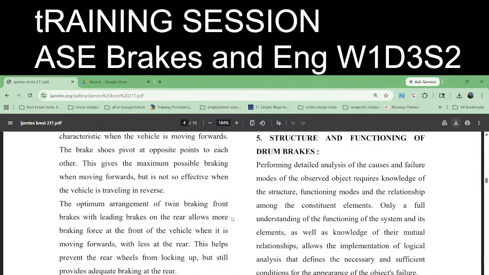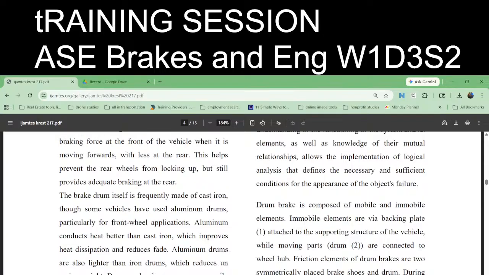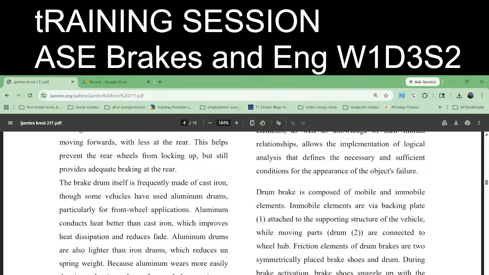Performing detail requires knowledge of the structure, functioning modes, and the relationship among the constituent elements. Only a full understanding of the functioning of the system and its elements, as well as knowledge of their mutual relationship, allows sufficient conditions of the appearance of the object's failure. Drum brake is composed of mobile and immobile parts attached to the drum. Two of drum brakes are two brake activation, brake shoes snuggle converted into an example.